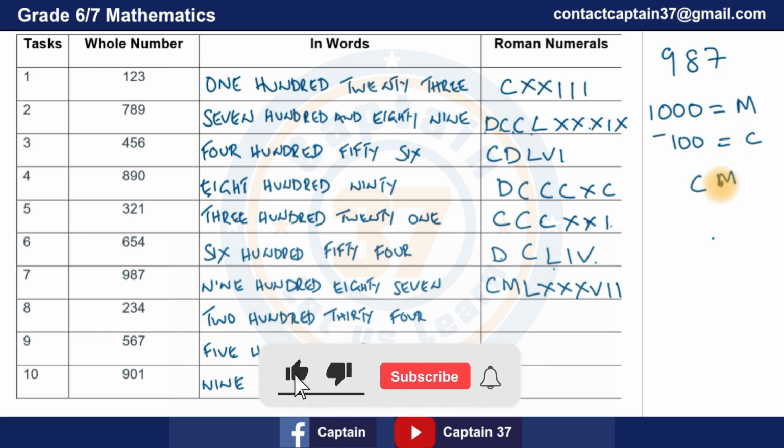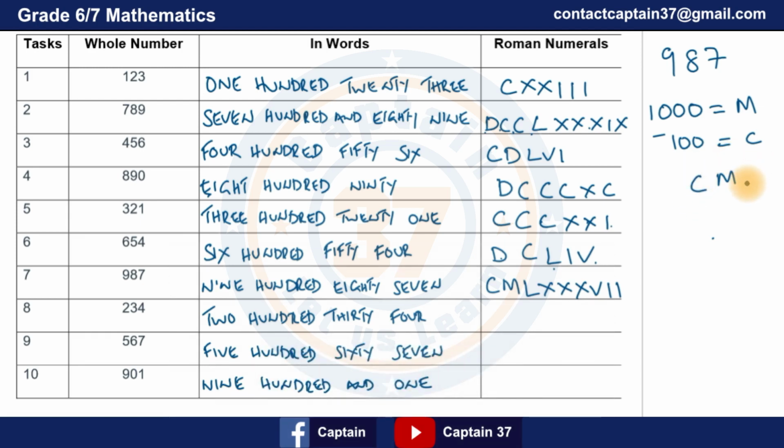CM means 1000 take away 100. If this C was written on the right side, it would have meant 1000 plus 100. But we have written it on this side, so it is 1000 minus 100, which gives us 900. So 900 is covered by this. What is remaining is 87.